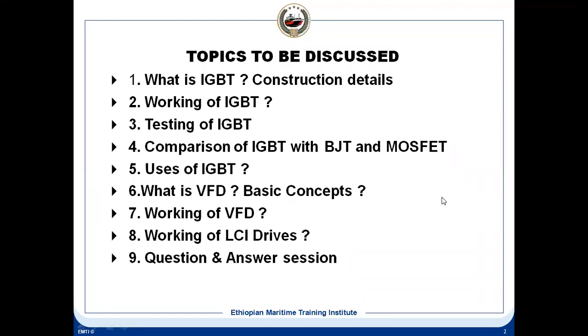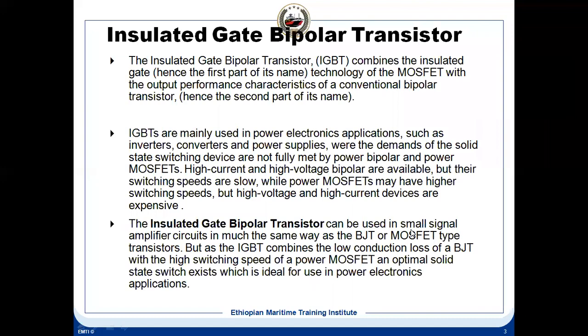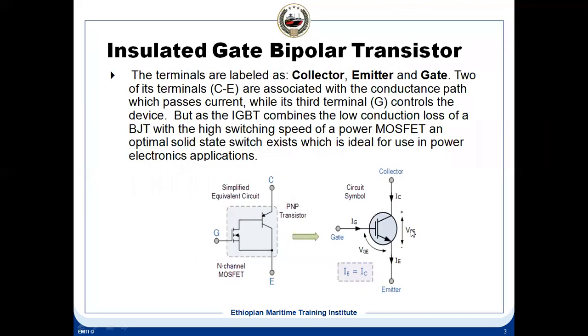Let's start this topic. So first we have seen what an IGBT is and what the constructional details of an IGBT are. As I discussed with you, an IGBT is a combination of a BJT and a MOSFET. BJT is a current control device and MOSFET is a voltage control device.